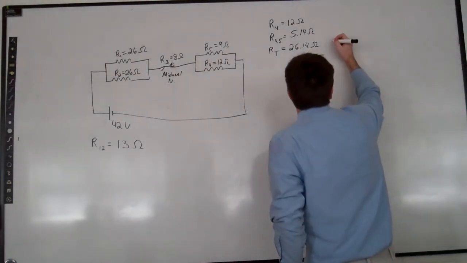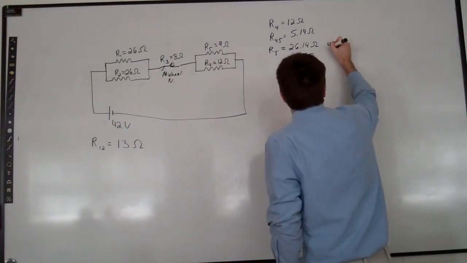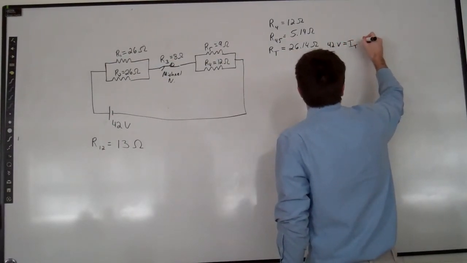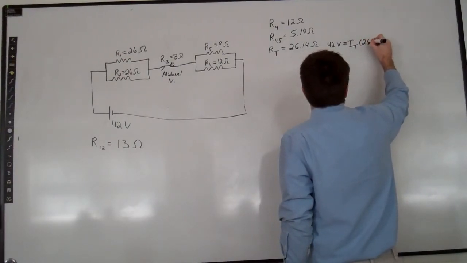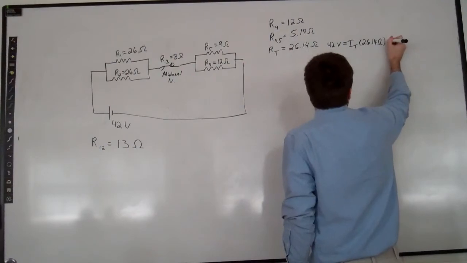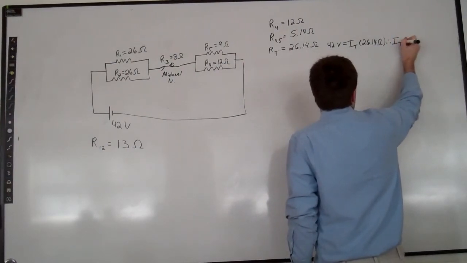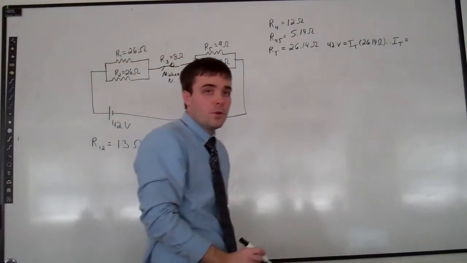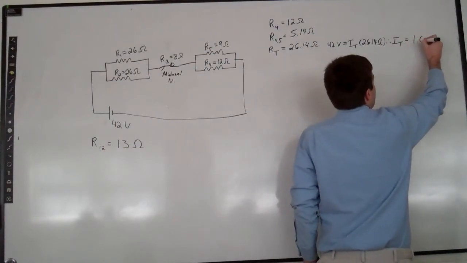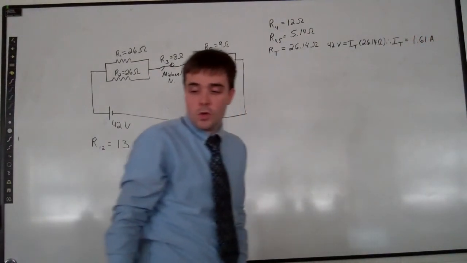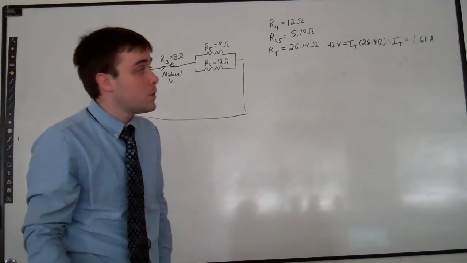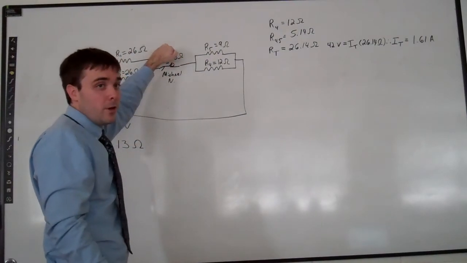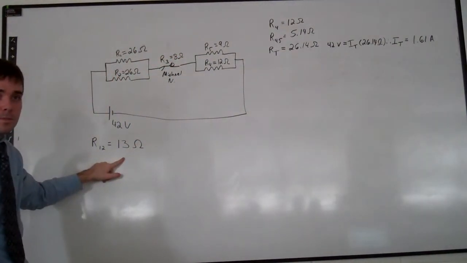Now how do we find the current in the circuit? V equals IR. So we've got 42 volts equals I total times 26.14 ohms. And our total current is what? 1.61. What did the 26.14 come from? That's this combination plus this 8 ohm one plus this combination that's 13 ohms. That's all of them.